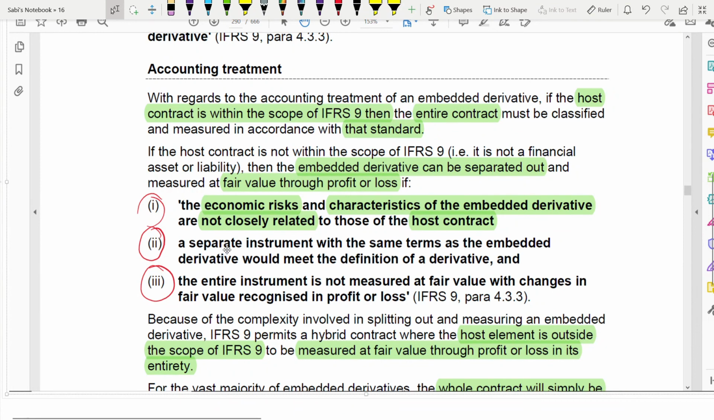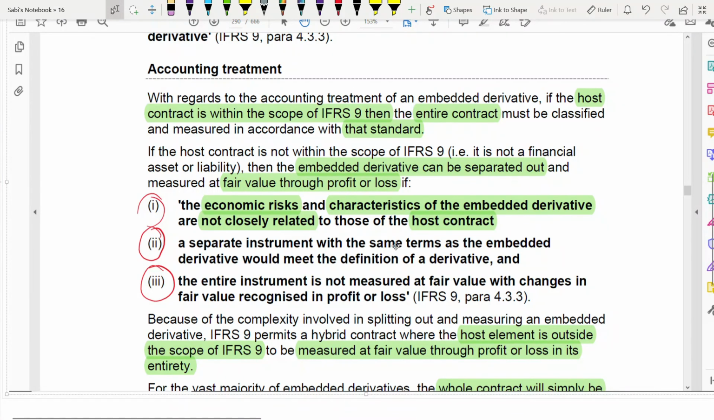Second, a separate instrument with the same terms as the embedded derivative would meet the definition of a derivative. That means in the embedded derivative you have a derivative and also a non-derivative. So you have a separate instrument that has the same terms as that embedded derivative. In the embedded derivative you have two things, but now you know this separate instrument has the same terms, and by definition that separate instrument is a derivative. So you need to separate out.